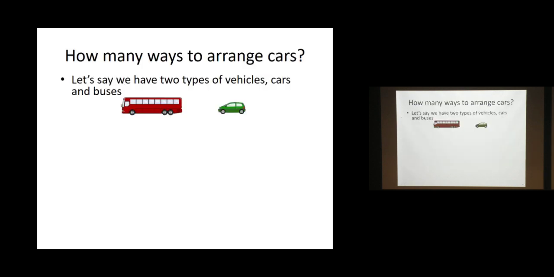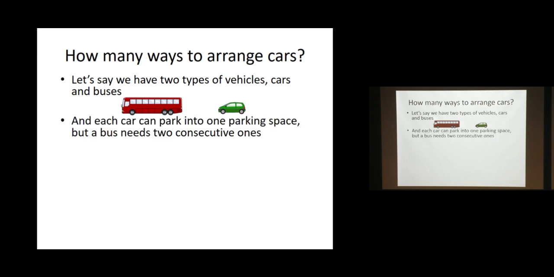Okay, let me give you an example. This is an example that you can use Fibonacci to solve a more realistic problem. How many ways to arrange cars? Let's say we have two types of vehicles, buses and cars, and each car can park into one parking space. A bus is bigger, and can occupy two consecutive spaces. So a bus uses more space. Right, that's the case.